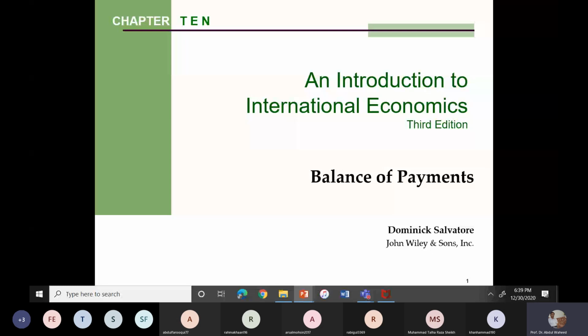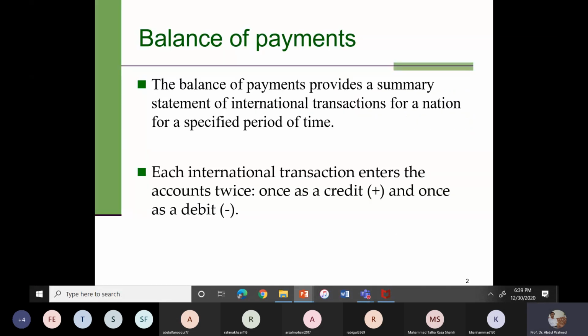Okay, this is chapter 10, balance of payment. So balance of payment is basically a systematic record of all economic transactions of a country with the rest of the world. Okay, so whenever you have an open economy, then you make transactions with the rest of the world. And for this, we keep balance of payment. So it's a systematic record of all economic transactions that a country makes with the rest of the world.